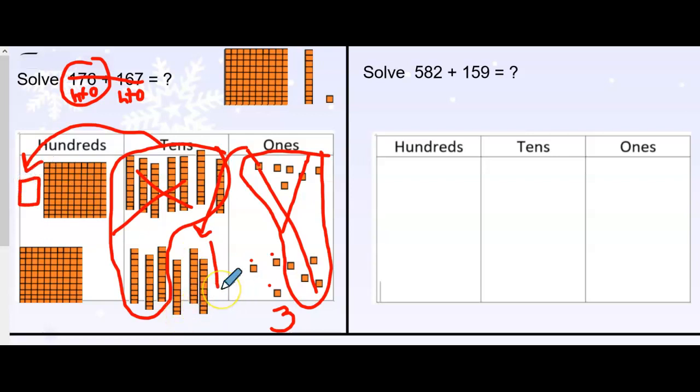Now, how many tens rods do we have left? Can you help me count? Here we go. 1, 2, 3, 4. We have 4 tens rods left. Now let's count our 100 squares. 1, 2, 3. We have 300 squares. Boys and girls, our answer is 343.